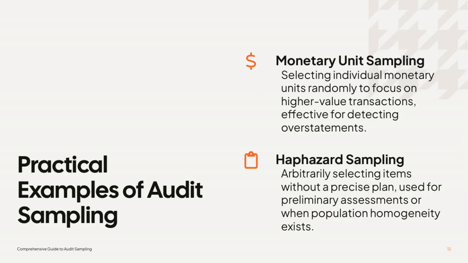Here we have two practical examples of audit sampling. First is monetary unit sampling, where we select individual monetary units at random. This approach focuses more on higher value transactions, making it especially effective for spotting overstatements in financial records. The second method is haphazard sampling, which involves choosing items arbitrarily without following a strict pattern. This is often used for initial assessments or when a population being audited is fairly uniform, allowing for a quick overview without a detailed plan. Both techniques have their own strengths depending on the audit context.